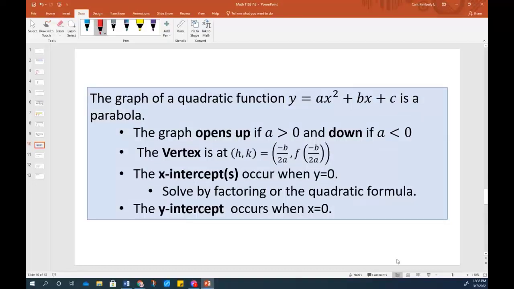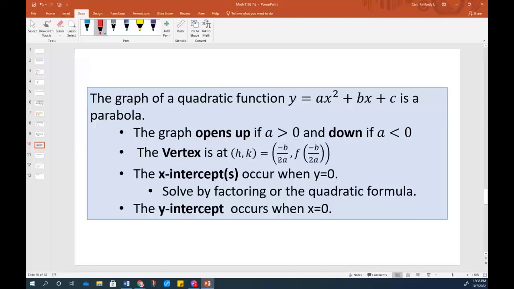But to determine if the graph opens up or down, which is your first question, you're going to look at this very first number here, a. And if a is positive, then it opens up, because positive is, you know, that smiley face. And if a is negative, it opens down. So you just look at a, and that's all you have to do to determine if it opens up or down.